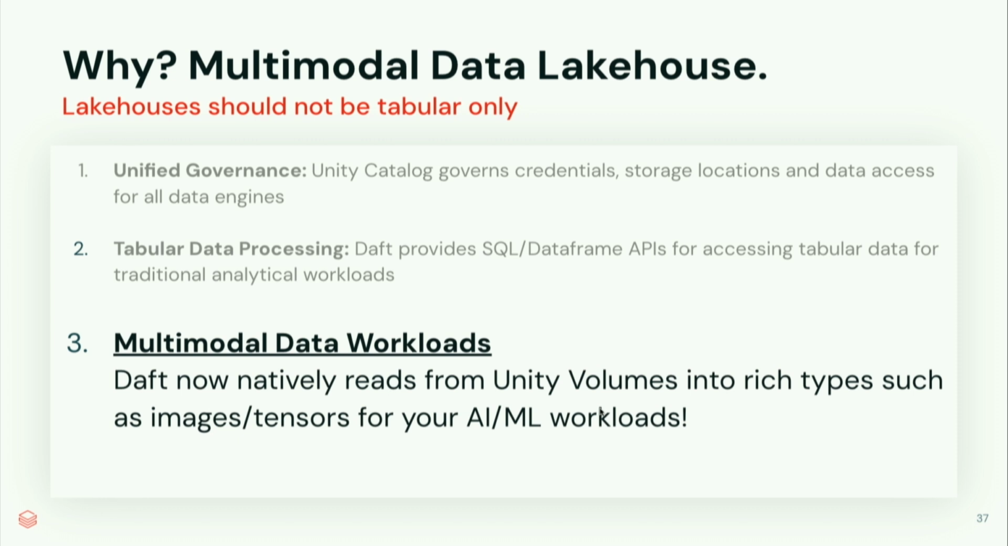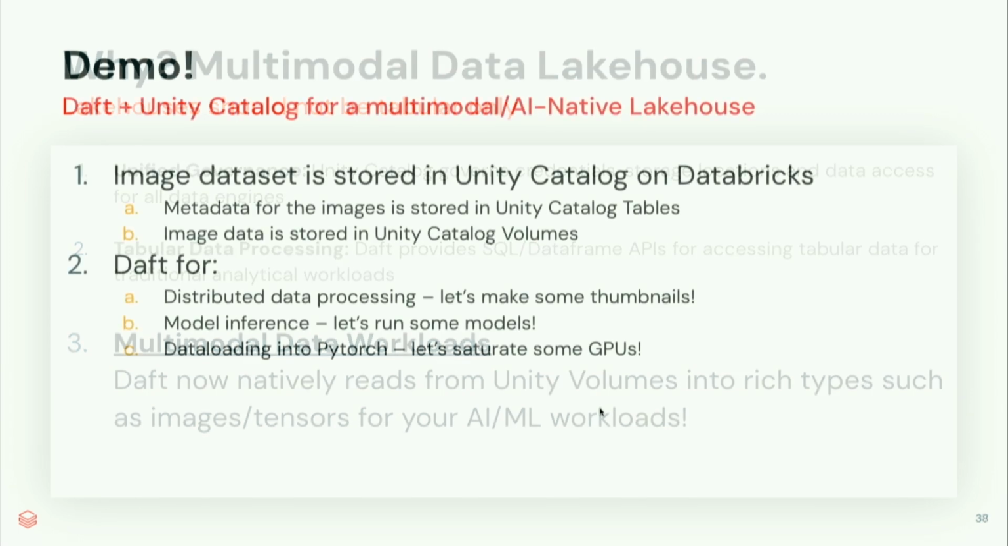So what this enables is, I would argue, a truly multimodal data lakehouse. Because now you can read both the tables and the volumes, which means both your tabular data is covered and also your multimodal unstructured data is covered. And so what Unity Catalog really gives you is unified governance over your data. Daft provides you still with the tabular data processing that you need with SQL and data frame APIs, but now all of a sudden you have multimodal data workloads, right? You can read from Unity Catalog the volumes into rich types such as images and tensors, convert them to PyTorch, and that's something that we will now demo.